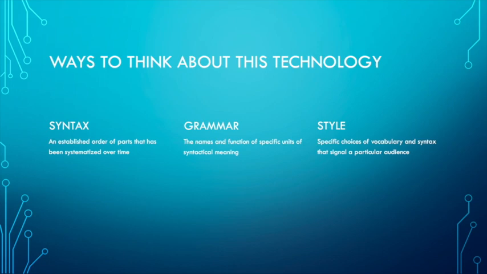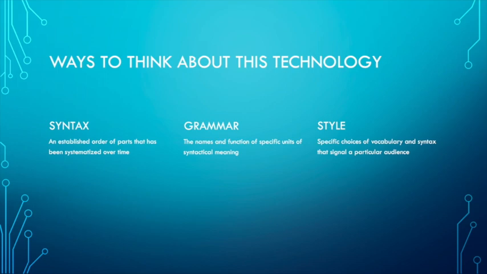So I already said that syntax is a way of thinking about the way things go together, right? It's about the order of words that produce meaning. So that established order is systematized in language itself. In writing, syntax has been systematized over time through patterns of grammar and style, right?